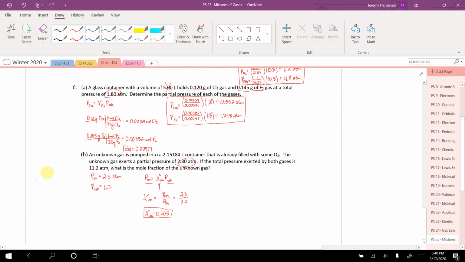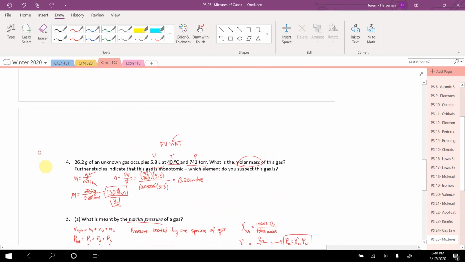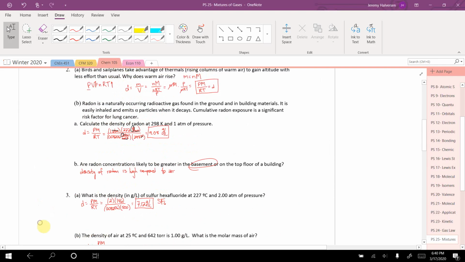Okay, so here you've been introduced to partial pressures of gases and mixtures, and you've also been introduced to densities of gases.